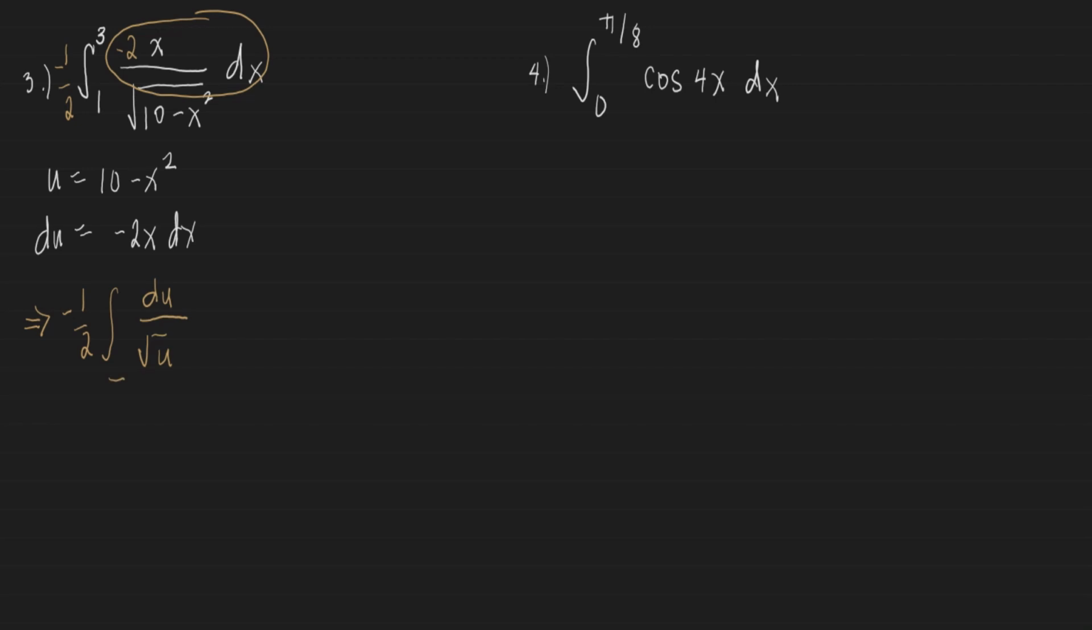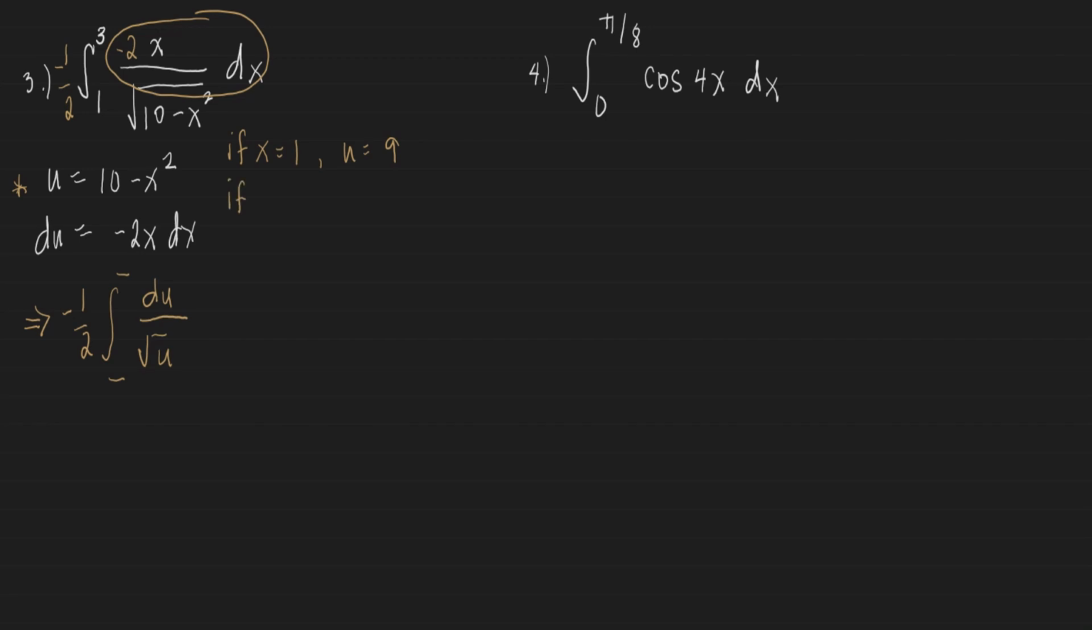For the limits of integration, since 1 and 3 are intended for the variable x, we are going to find the equivalent values for u using the substitution that u is equal to 10 minus x squared. So if x is 1, for the lower limit of integration, then we find that u is equal to 10 minus 1 squared using this substitution, and that would give us 9.